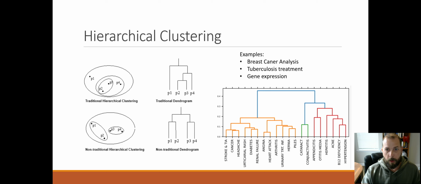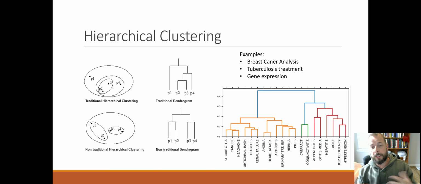And then also, most commonly, I see hierarchical clustering used in gene expression, where clustering lots of genes may exhibit similar behavior. So, if you're looking to do gene modification, turn certain things off, turn certain things on, you can really identify what genes have very similar behavior.